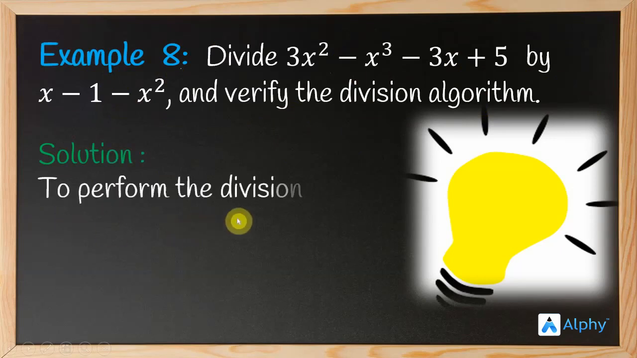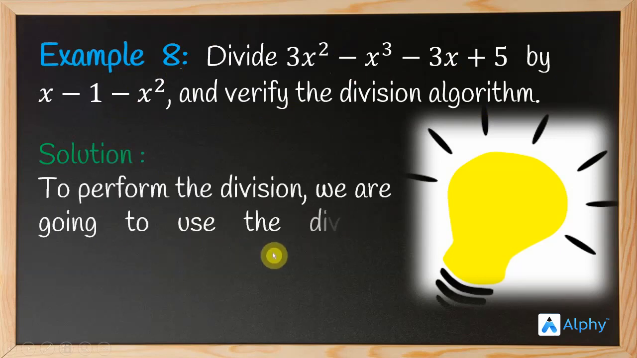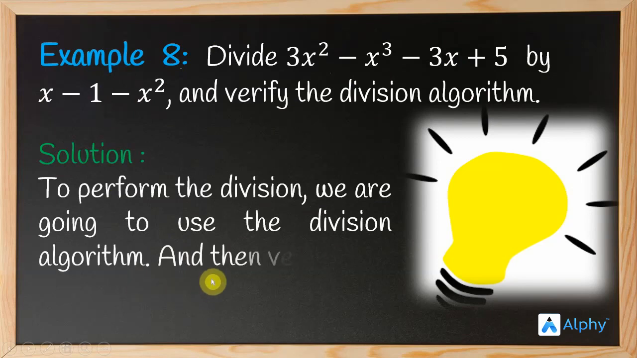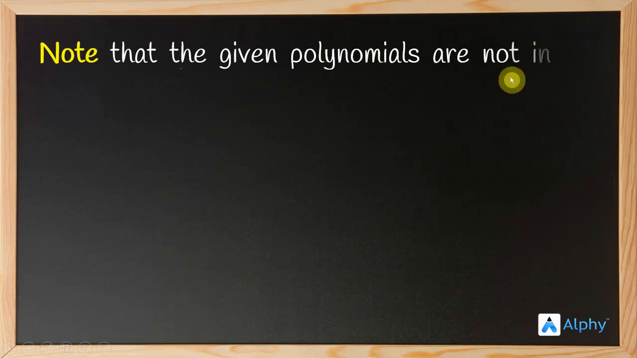Solution: to perform the division, we are going to use the division algorithm and then verify it. So first of all, we are going to do the division part and then do the verification part. So moving on. Note that the given polynomials are not in the standard form. So it is very essential to know that the given polynomial should always be in the standard form. That is, they should have the terms in descending order or decreasing order of degree.